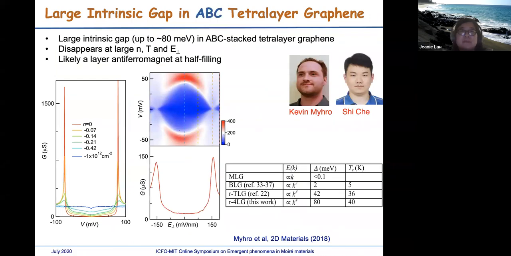We will go now to ABC stacked tetralayer graphene, this 4-layer graphene. We actually see a similar gap, except it's even larger, up to 80 millielectron volt. And this gap disappears at large charge density, temperature, and electric field. So we think this is, again, likely a layer antiferromagnet at half filling.